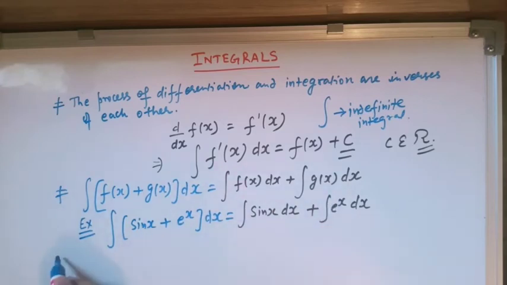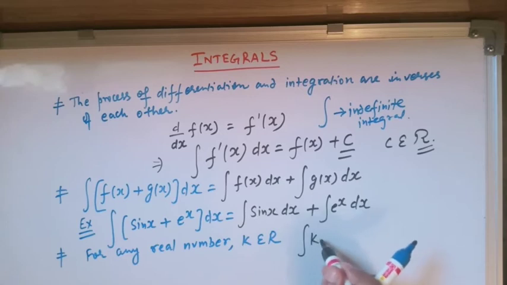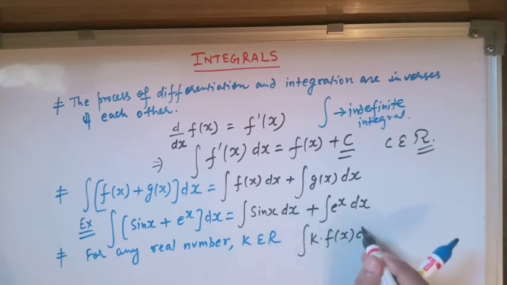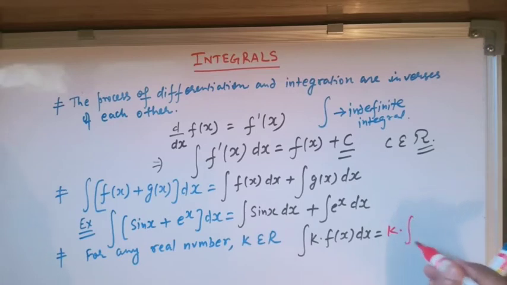Clear? Now the third property is, for any real number, say k, we have the integral of k times some function f of x dx can be written as k times the integral of f of x dx. Clear?